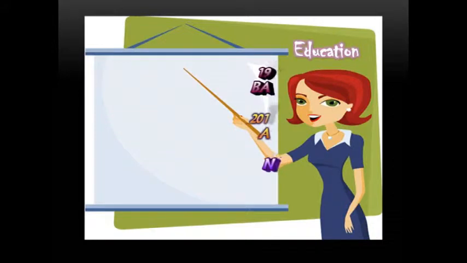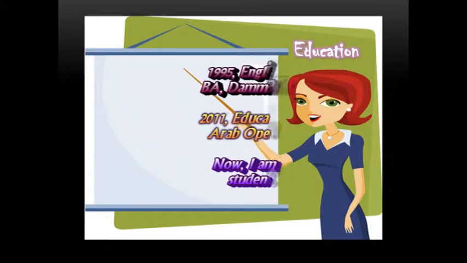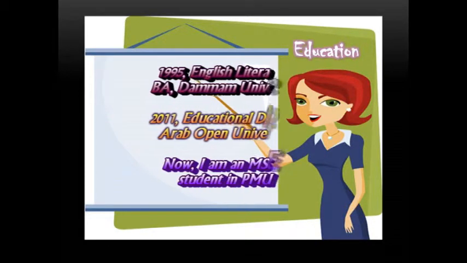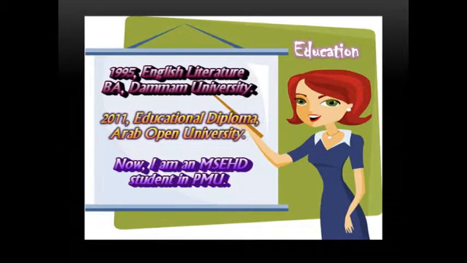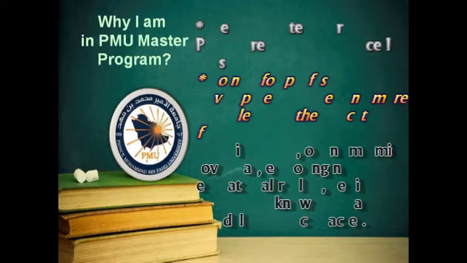Let me tell you something about my education. In 1995 I got my English literature degree from Damman University. Then in 2011 I got my educational diploma from Arab Open University. Now, I am a master's student in the Science Education and Human Development Program at Prince Mohammad bin Fahd University, where I am in the PMU Master Program.